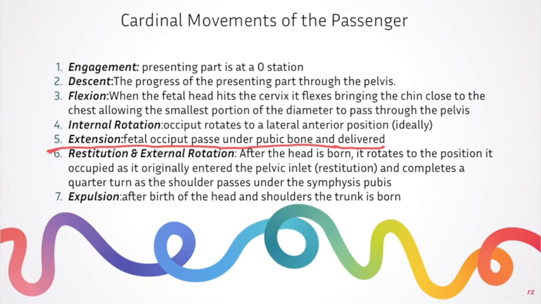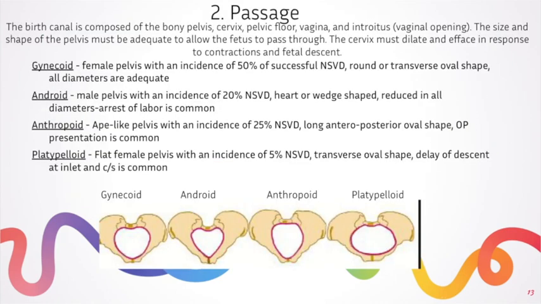And then the head is delivered. And then we're going to pause just for a second, restitution. After the head is born, a tiny pause, and then it rotates into the position it was when it first came into the pelvis. The shoulder comes out, and then the rest of the baby is born. All right, that was our passenger.